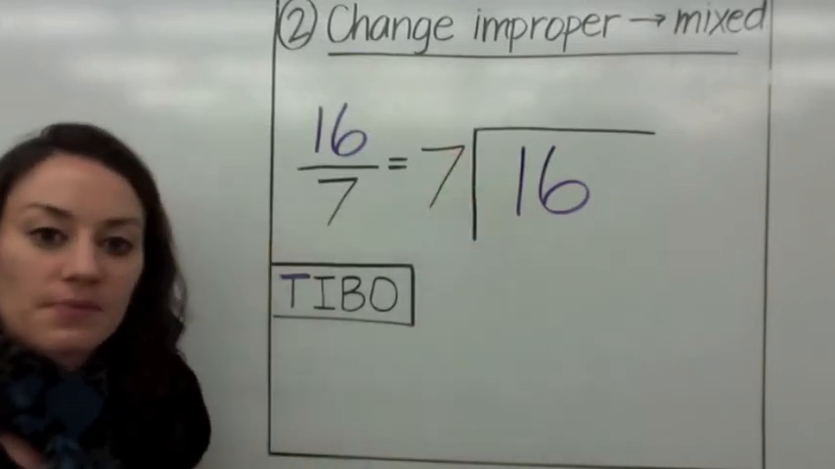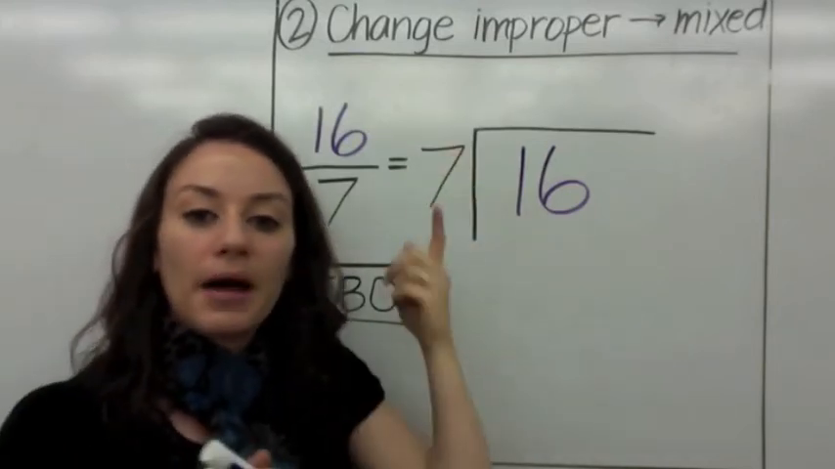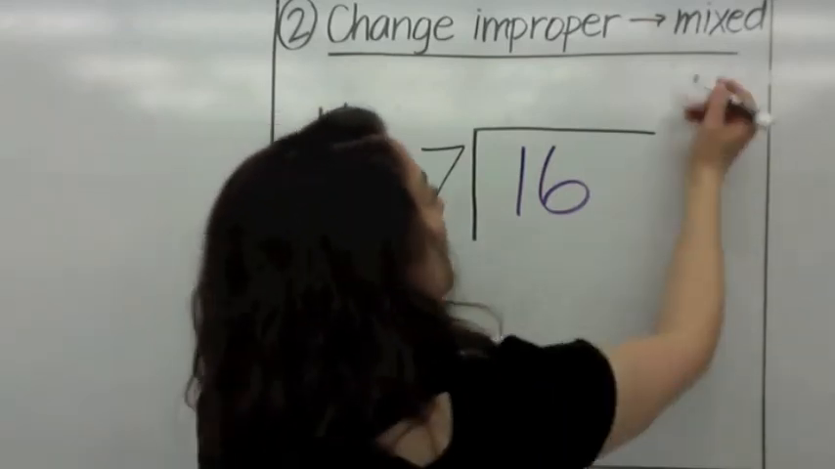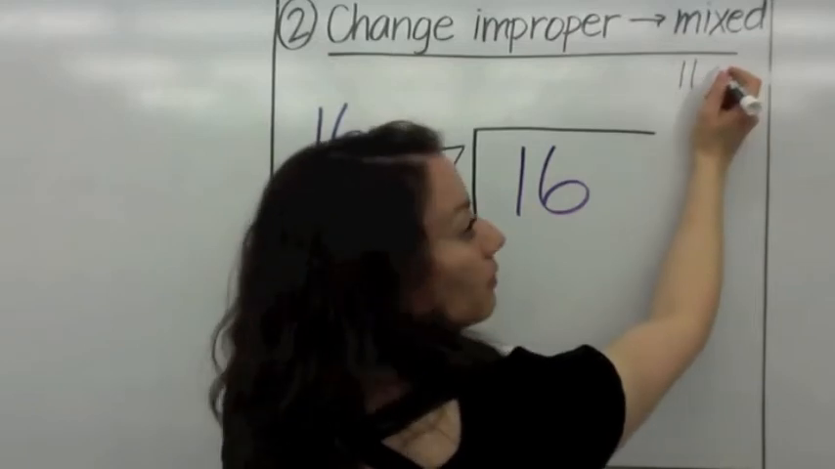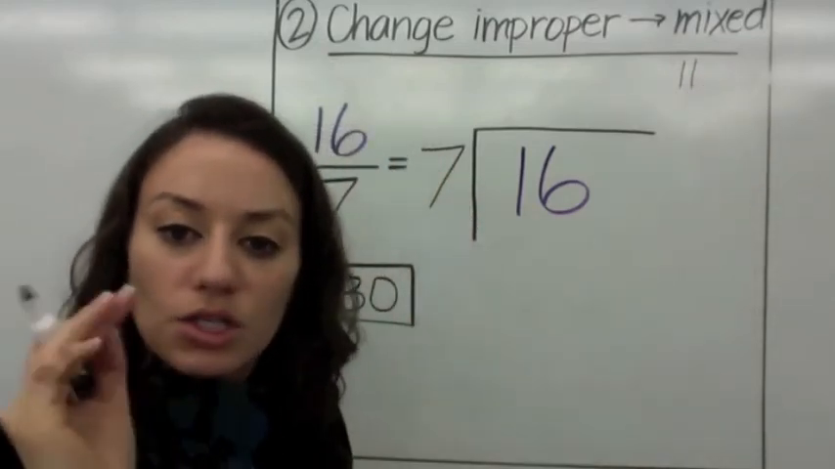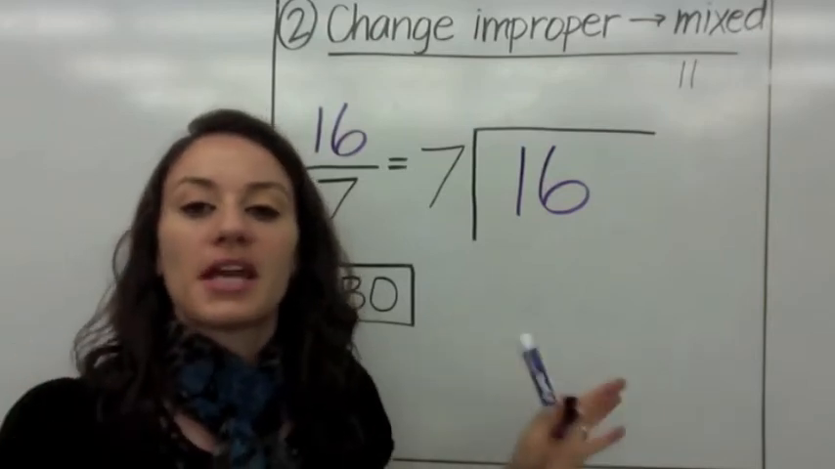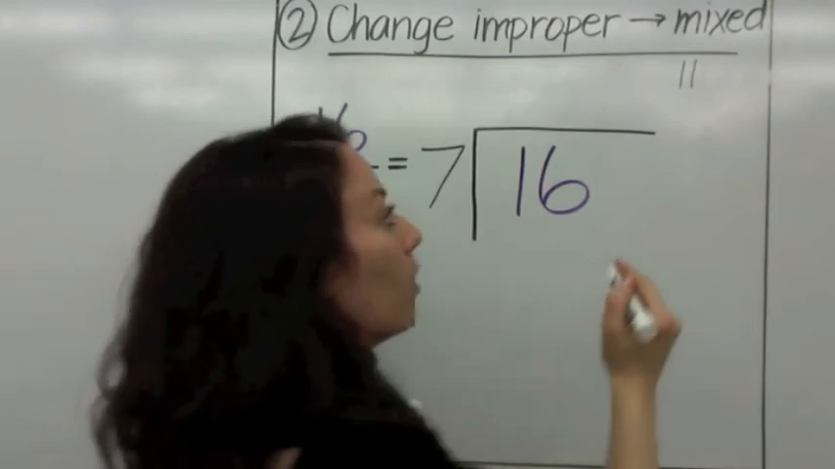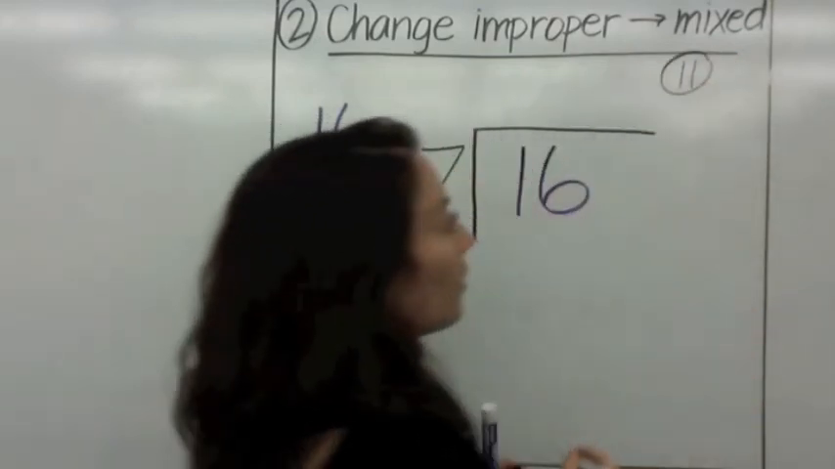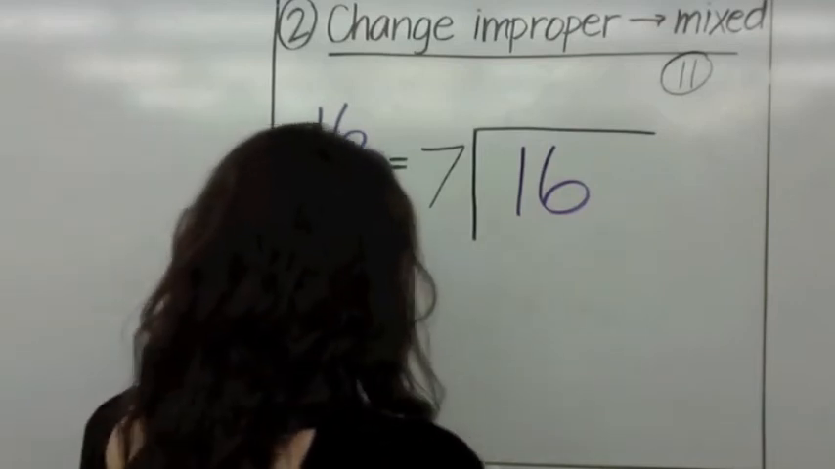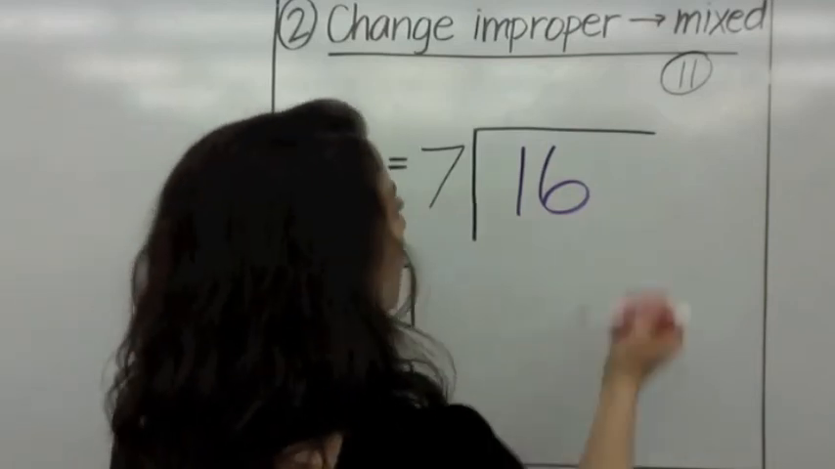How many times can we skip count by 7 to get to 16? Okay? We say 7, 14, 21. Wait. Can we only get to 14? You don't want to go to 21. It's too big. Okay, you're always going to have a remainder, see? So how many times can you count by 7 to get to 16? Only 2 times. You're going to have a remainder.